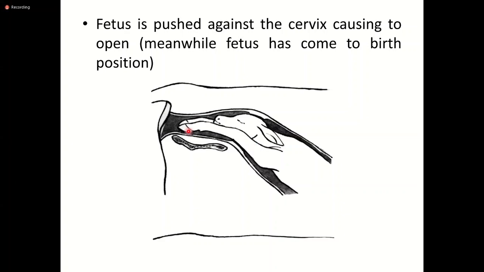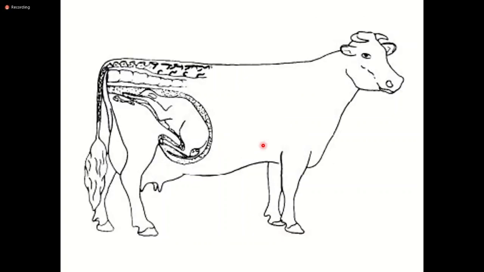The front legs should come out of the vagina or the vulva first, and then the head and the rest of the body, right? So this is the normal birth position. As you can see, the head is pointed towards the vulva area.